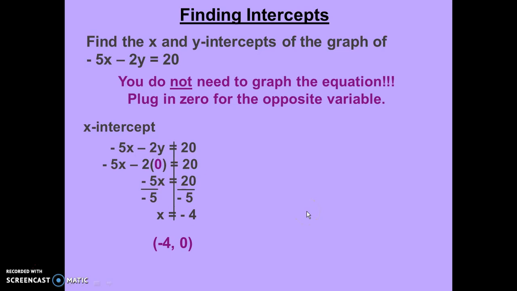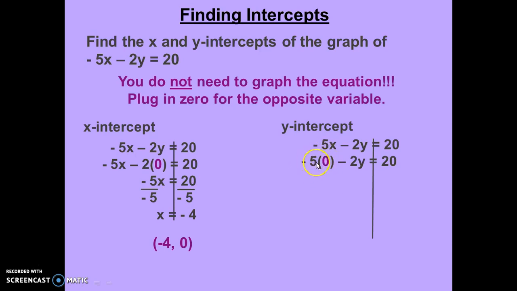All right, and if I want to find my y-intercept, where am I plugging in 0? Okay, hopefully you said if we want to find the y-intercept, we're plugging in 0 for x. Remember, it's always the opposite variable. So negative 5 times 0, that's 0. And so when this term disappears, we still have minus 2y is equal to 20. I'm going to divide both sides by negative 2, and I'm going to get y is equal to negative 10. And so I now have the coordinates (0, -10), because remember, we always list x first, then y.